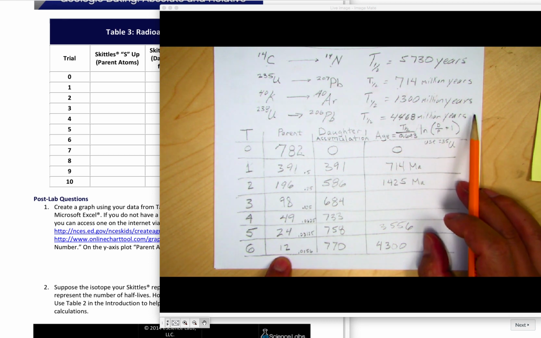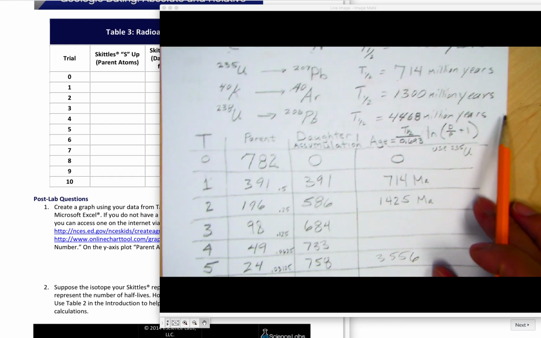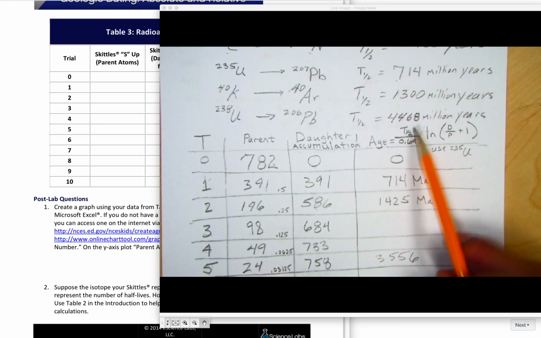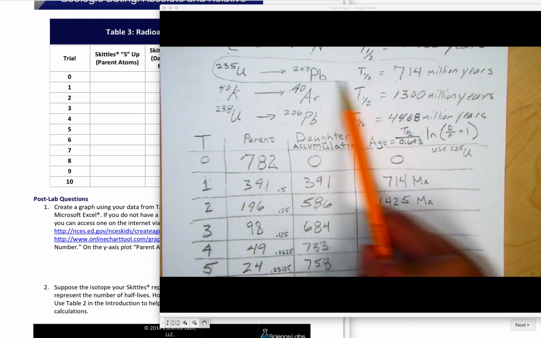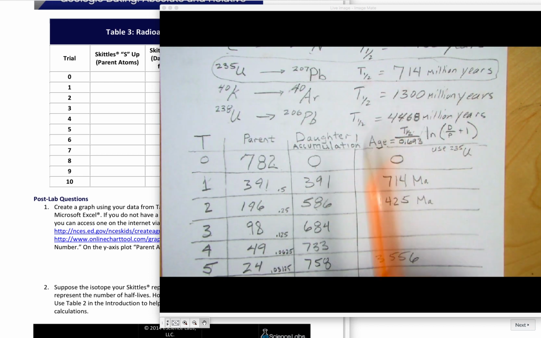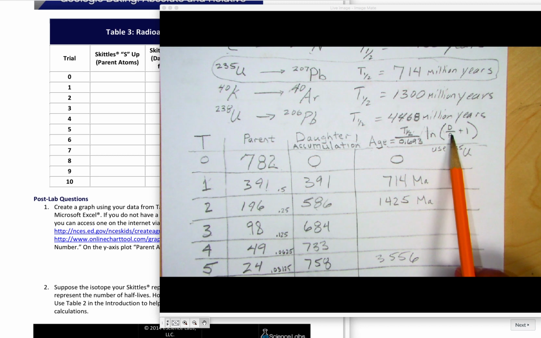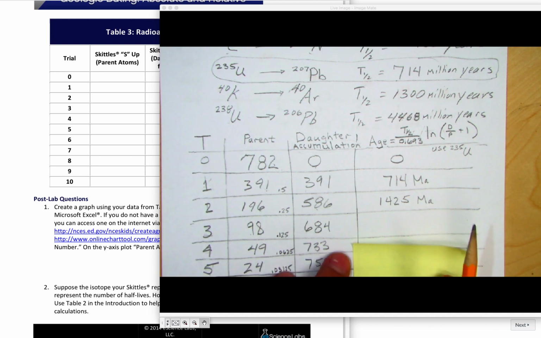Now over here, the equation that they give you in the textbook or in the lab is that the age equals T1 half, which is the half-life of the sample, one of these numbers right here. I'm going to use a uranium-235 system here. So I'm going to use 713 million years, divided by 0.693 times the natural log of the daughter over parent plus 1, right? I did a couple of these, and I just want to run through one with you. We'll do this one here at the third half-life.